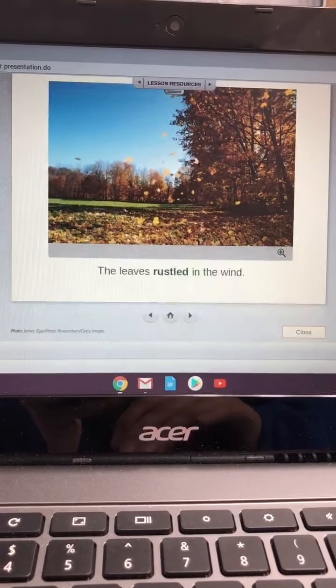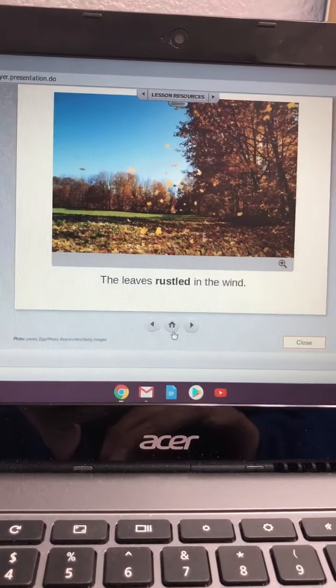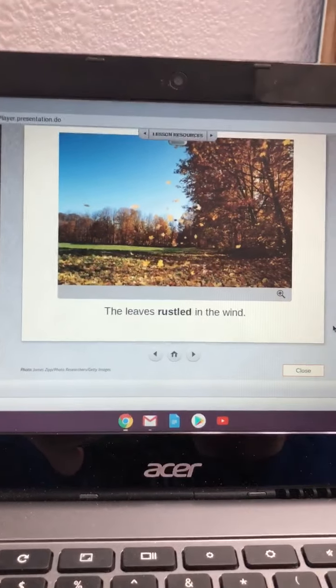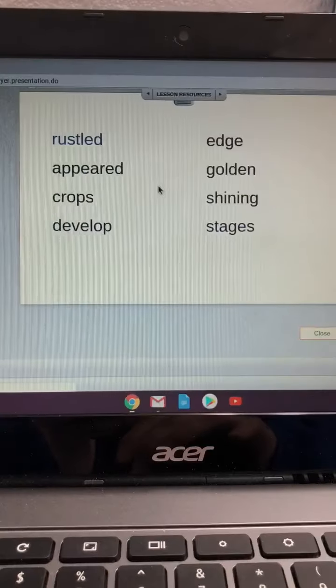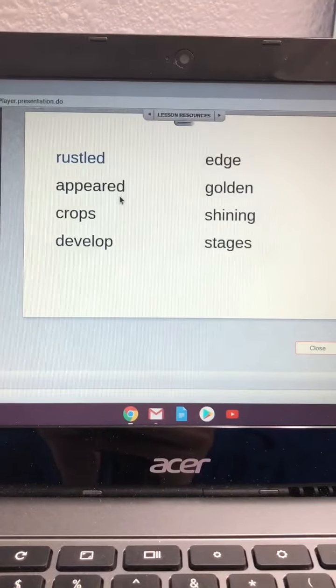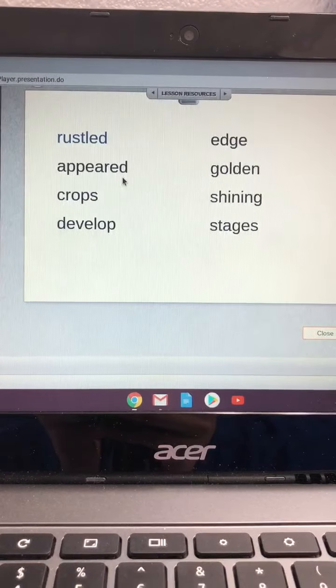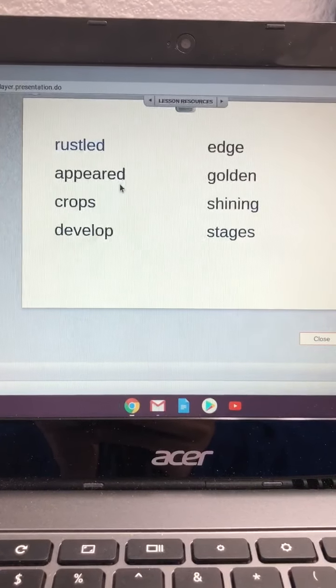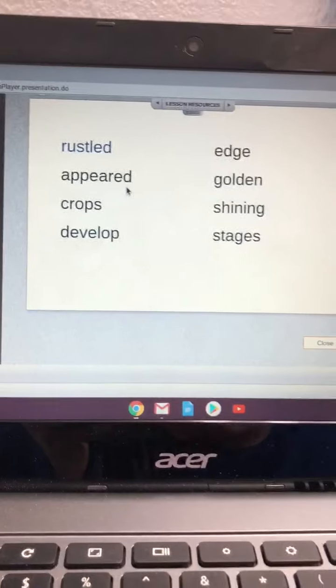All right. Let's go on to our next words. What are some other things that can rustle? Maybe tree branches can rustle in the wind. The next word is appeared. Appeared means to be seen. It just showed up. It appeared. So maybe you have a box that appeared on your front step.